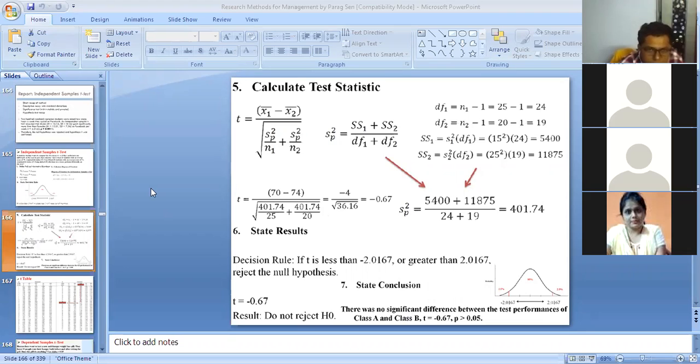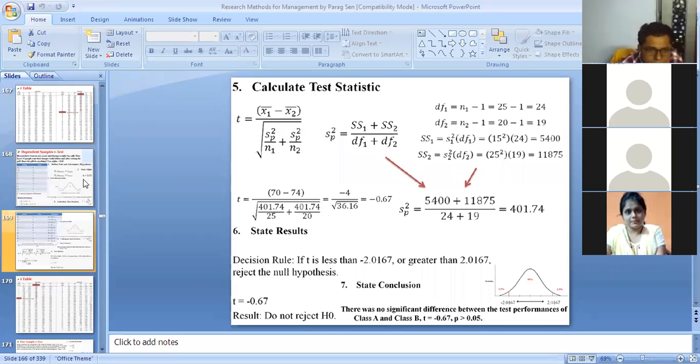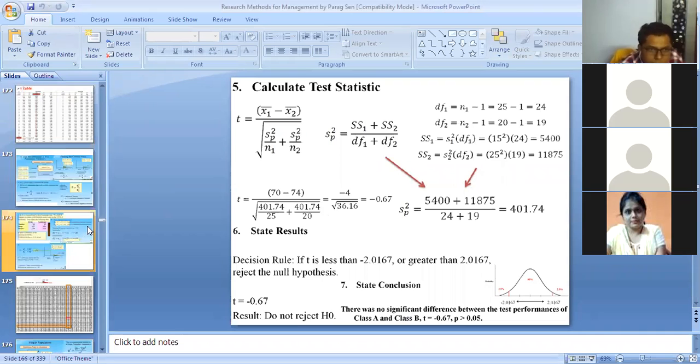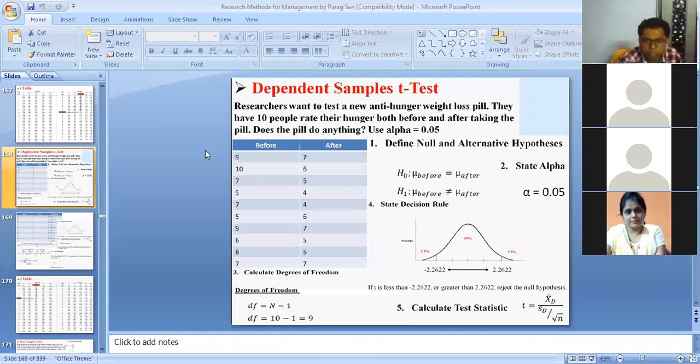Now we can also have a look at the dependent sample t-test. In the independent sample t-test, you have seen that you are considering two separate groups. But in the dependent sample t-test, you are considering one single group, before some usage or after some usage. So let's take a look at an example.